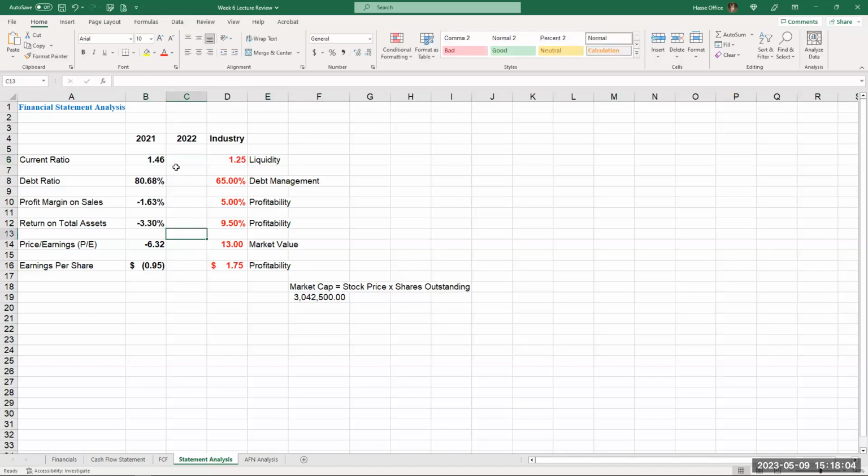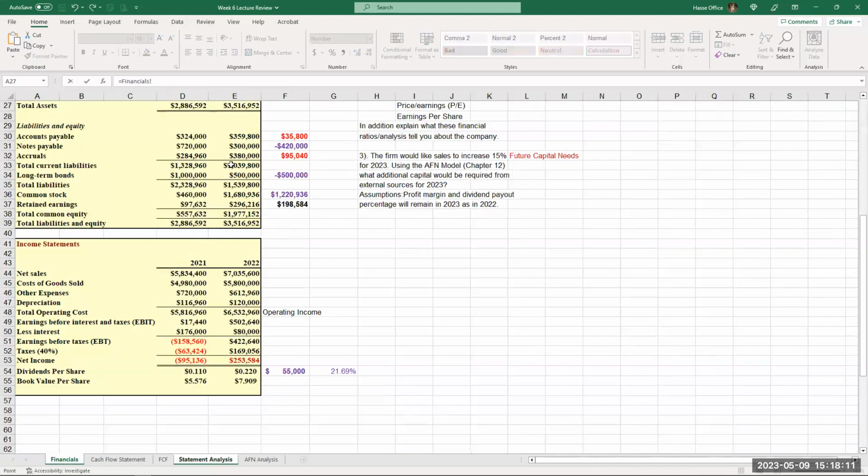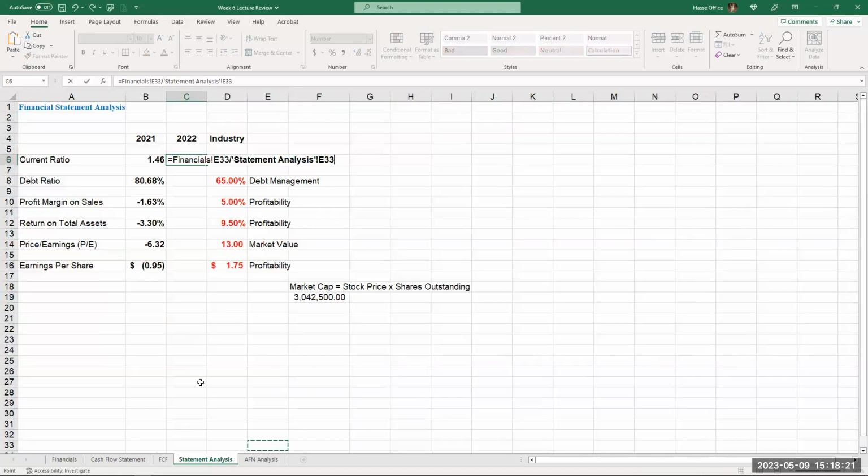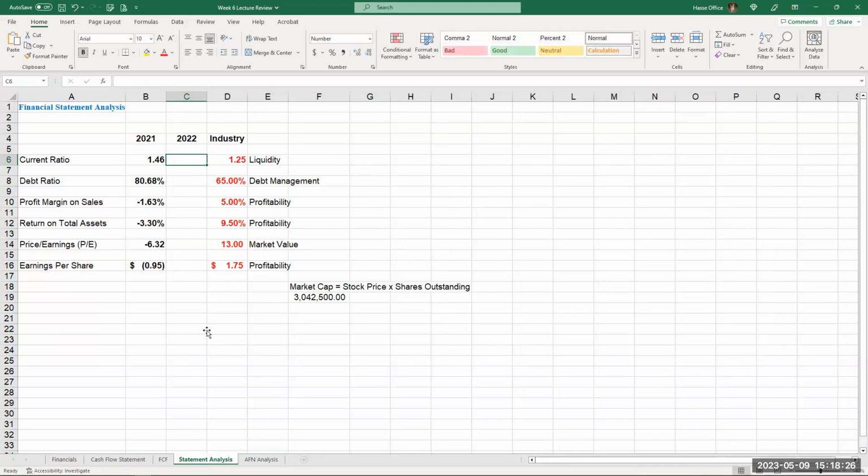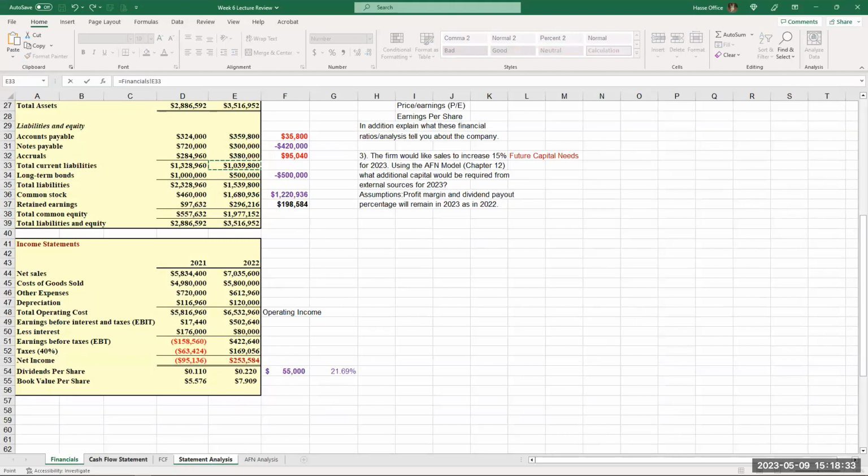in 2022, if we go to current assets on the balance sheet, 1,039,000, and divided by, let's go back here. Let's get organized here. Equals current assets divided by current liabilities.